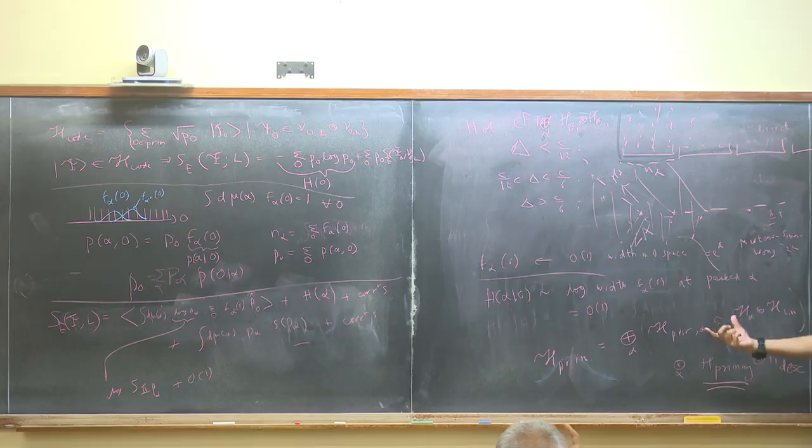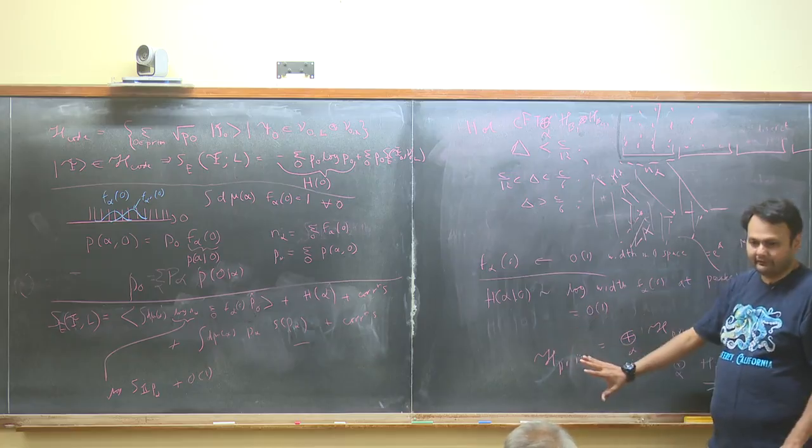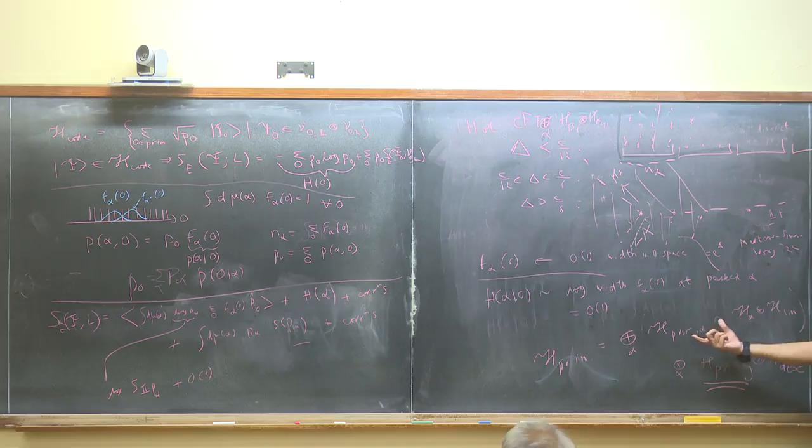Okay, explain this from an edge. This is the Hilbert space of primaries. Is that the Hilbert space of descendants? No, it's the Hilbert space of primaries. And that's the direct sum over various bins.